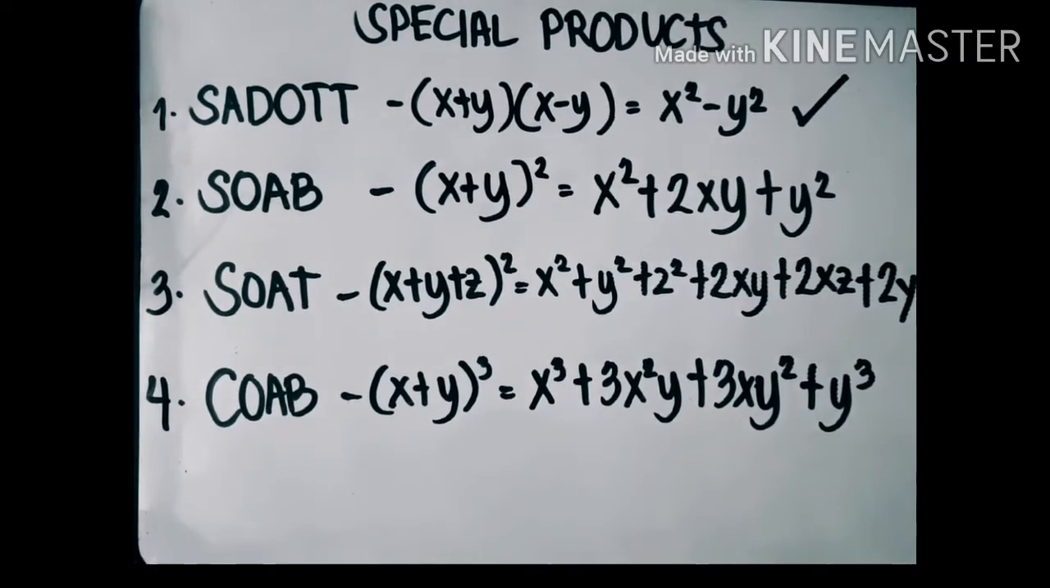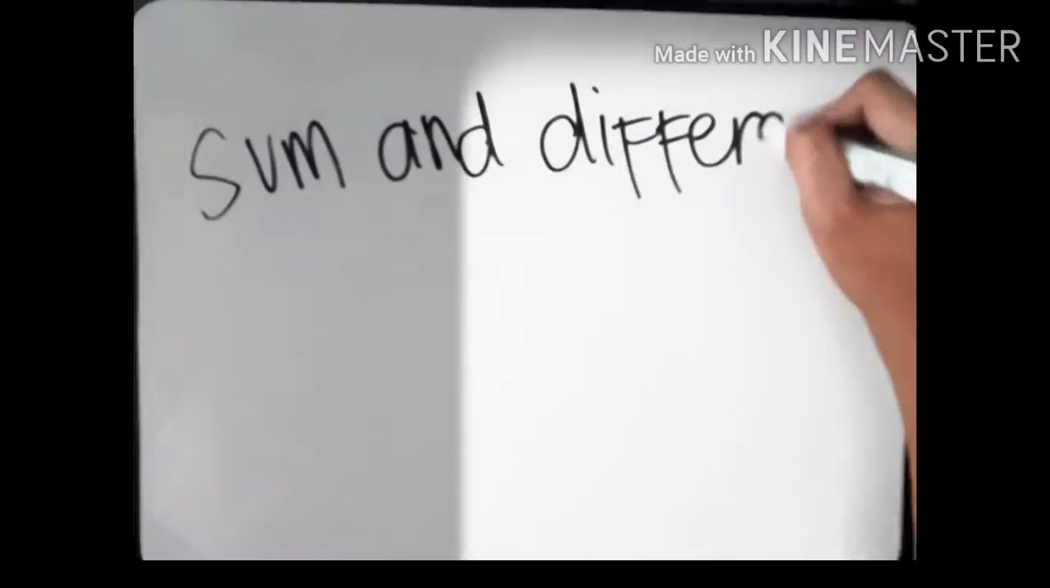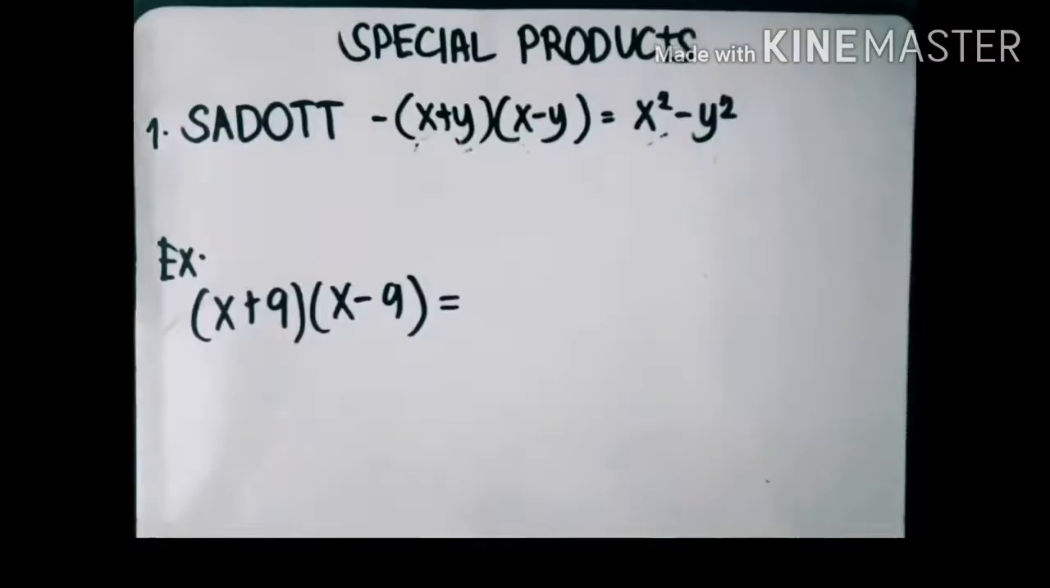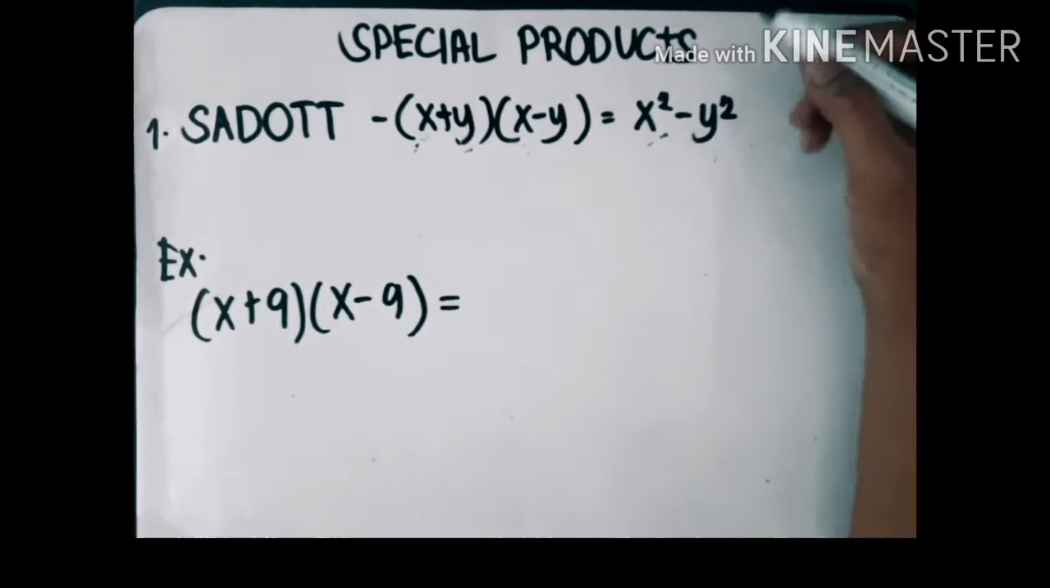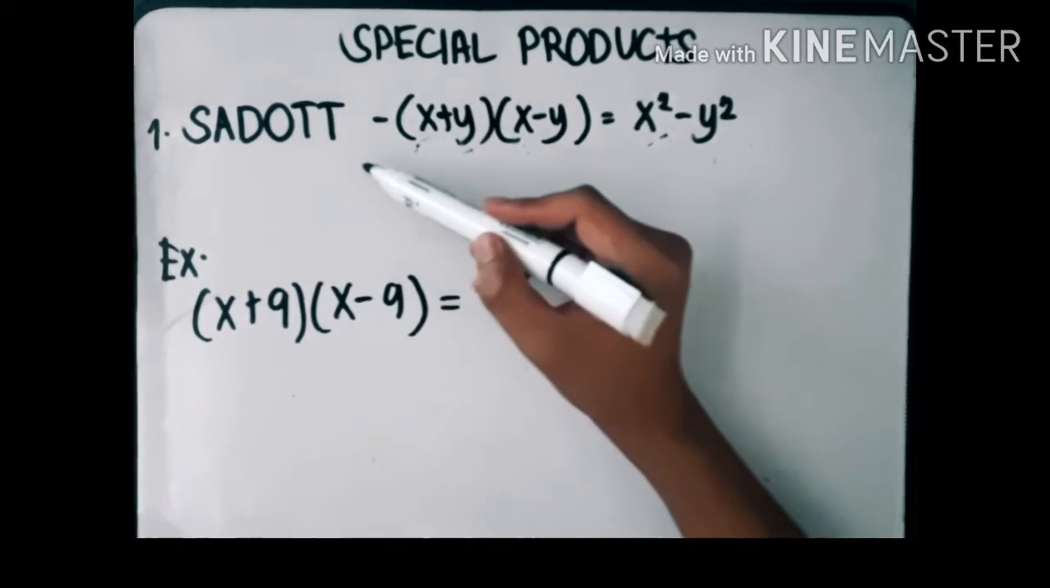Factoring special products. 1. Sum and difference of two terms. Next is the square of a binomial, the square of a trinomial, and the cube of a binomial. So, dito muna tayo sa first special products, which is the sum and difference of two terms.